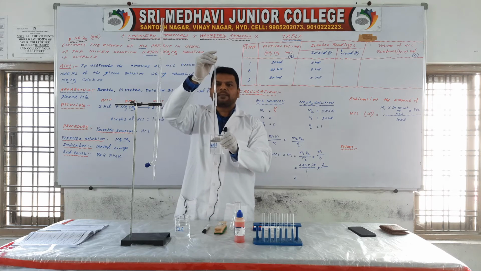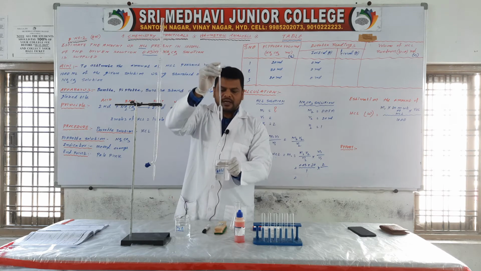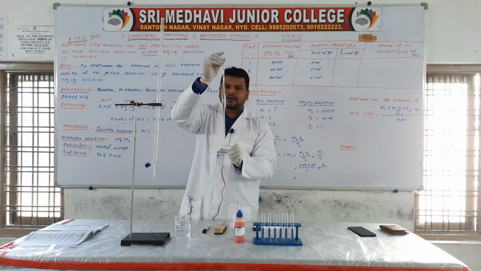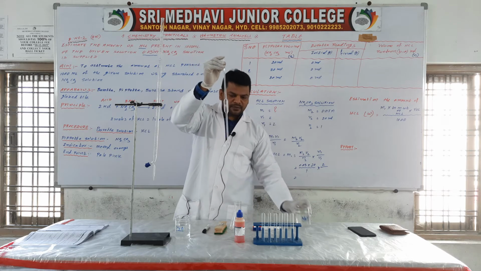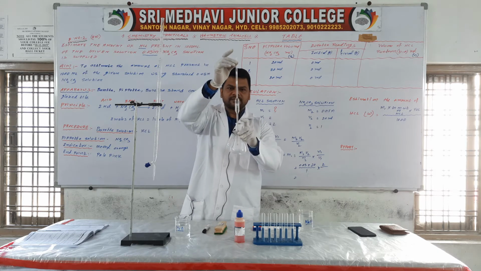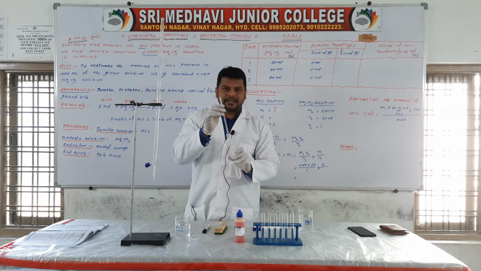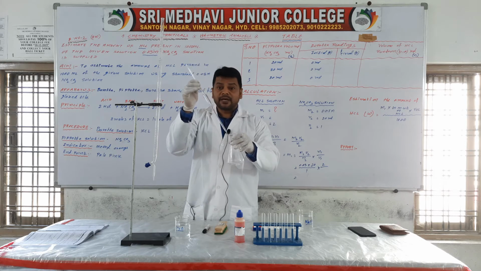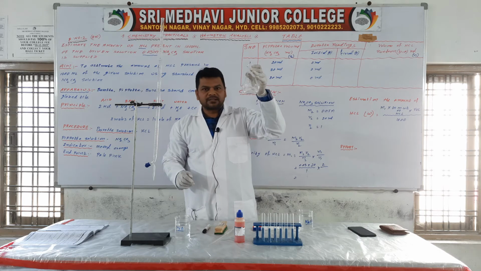You have to operate with the help of this finger. It is excess sodium hydroxide, above the mark. So you have to take 20 ml of sodium hydroxide into the conical flask. You have to draw up sodium hydroxide with the help of a pipette and transfer 20 ml into the conical flask. It is colorless.